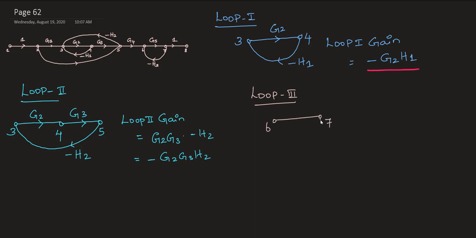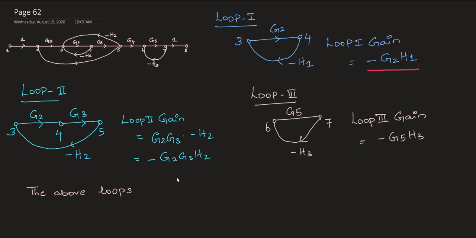So for the loop between 6 and 7, that's going to be my minus G5H3. So this is one of the components in determining the value of delta, which is 1 minus the sum of your individual loop gains. So that is given here and that is calculated well. Now from this, the next thing we need to find is the loop pairs.